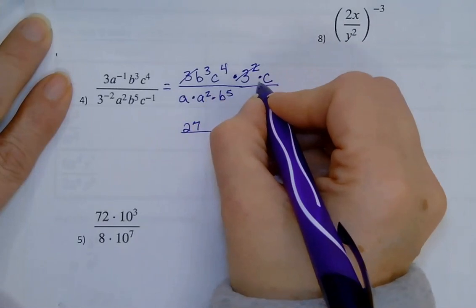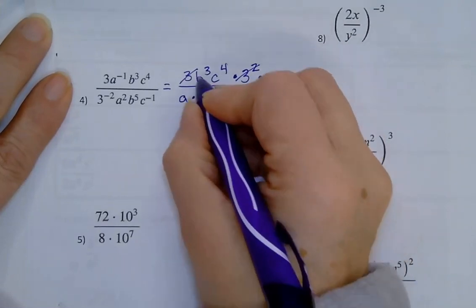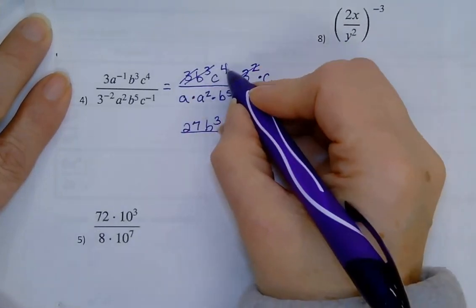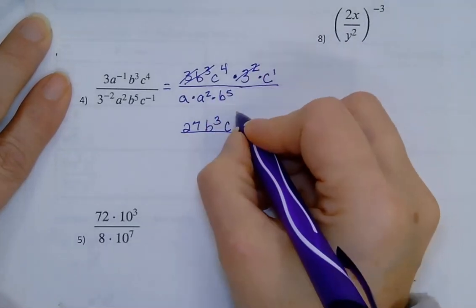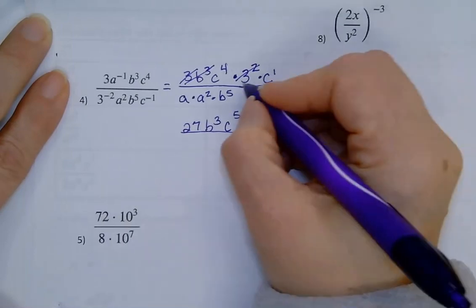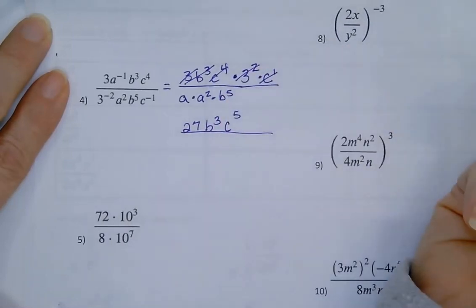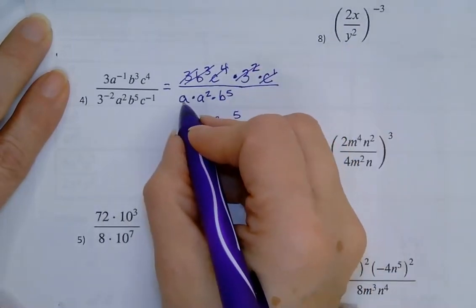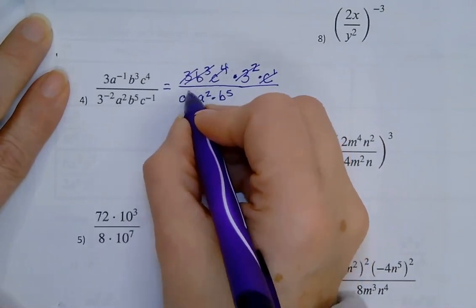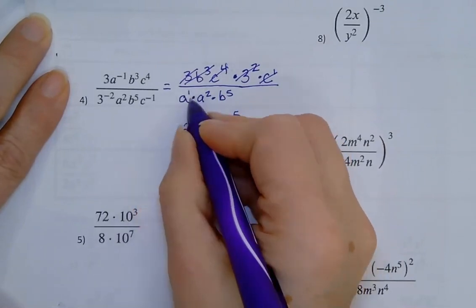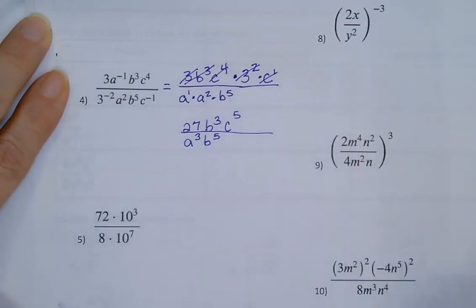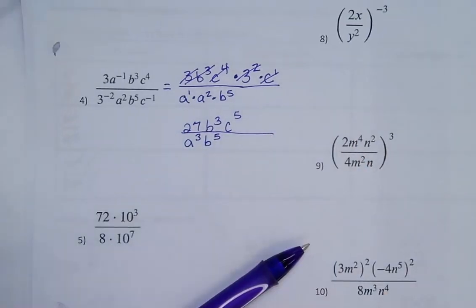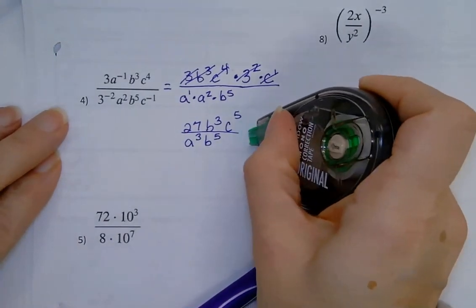b cubed, I'm going to keep it as b cubed. It's done. c to the 4th times c to the 1 is going to be c to the 4 plus 1, that's c to the 5th. Okay, I've taken care of my numerator. I've simplified it a lot. My denominator, I have a times a squared, so keep the base a, add 1 plus 2, it's a to the 3rd times b to the 5th. I'm getting there. I'm nearly done.